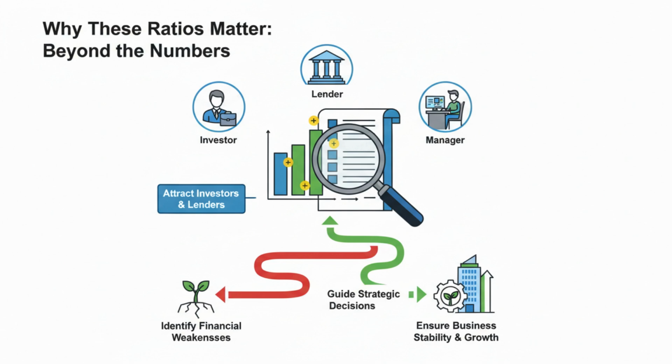For one, strong working capital and liquidity ratios are key to attract investors and lenders. They signal stability and lower risk, making your business more appealing for funding. Internally, these ratios help you identify financial weaknesses before they escalate, perhaps an inventory buildup or delayed receivables. They guide strategic decisions, informing everything from pricing and procurement to investment and expansion plans. Ultimately, proactive management of these ratios helps ensure business stability and growth, safeguarding against unforeseen challenges and paving the way for sustainable success. They are truly the bedrock of robust financial planning.